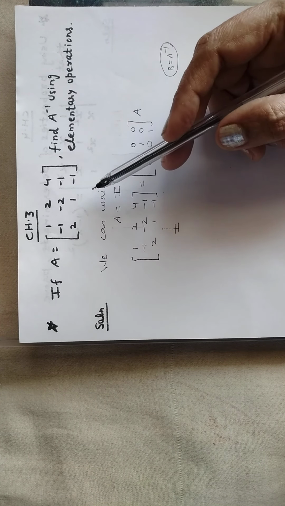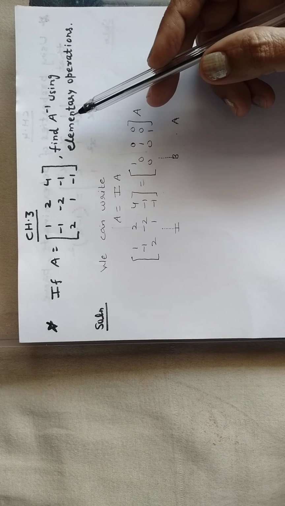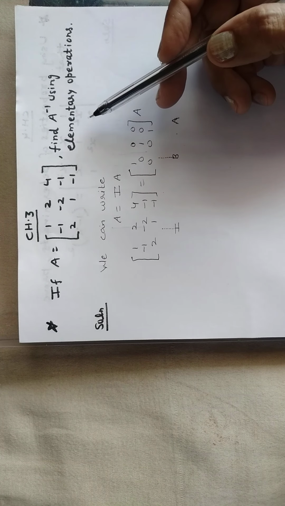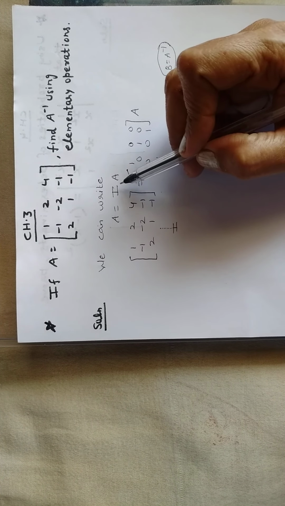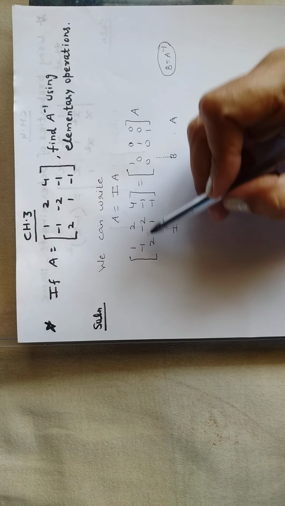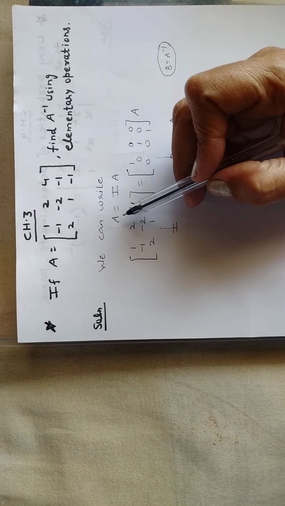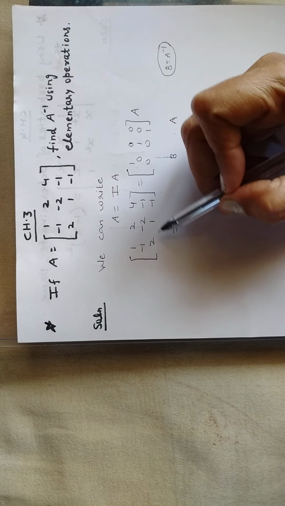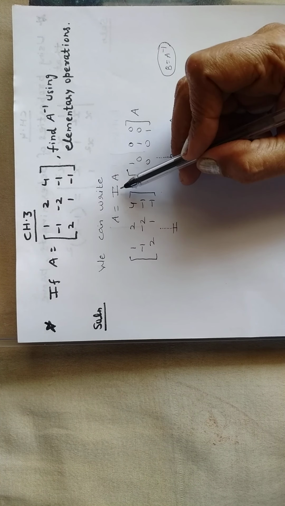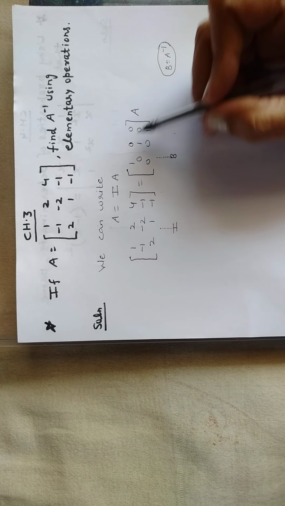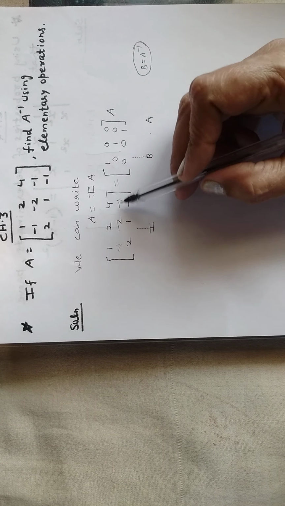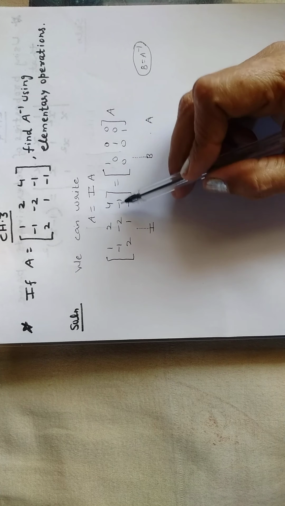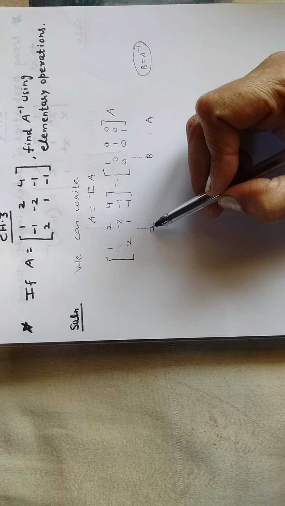So the first problem is: if A is equal to this, then find its inverse using elementary operations. So how will you start? We can write A is equal to I into A. Clear? So on the left hand side, in place of A, you will write the matrix which is given to you, and on the right hand side I is the identity matrix and A you will write as A up to the end of the question. Clear?